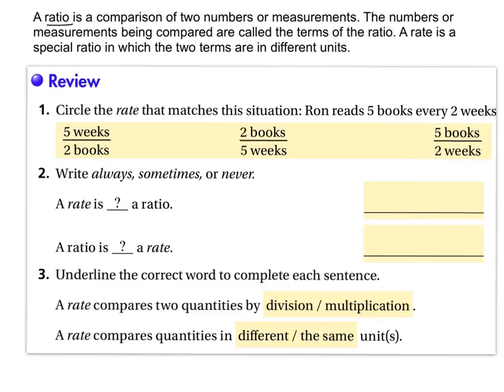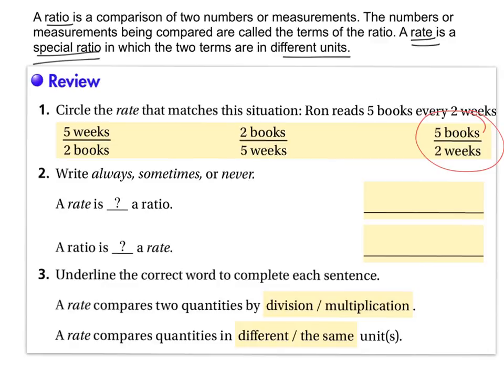In comparison, a rate is a special ratio, so it's a type of ratio in which the two terms are different units. So here in example 1, we have Ron reads 5 books every 2 weeks. We're comparing 5 books to 2 weeks. That's our comparison. That's a relationship. So this is the only choice that compares the 5 books to 2 weeks.